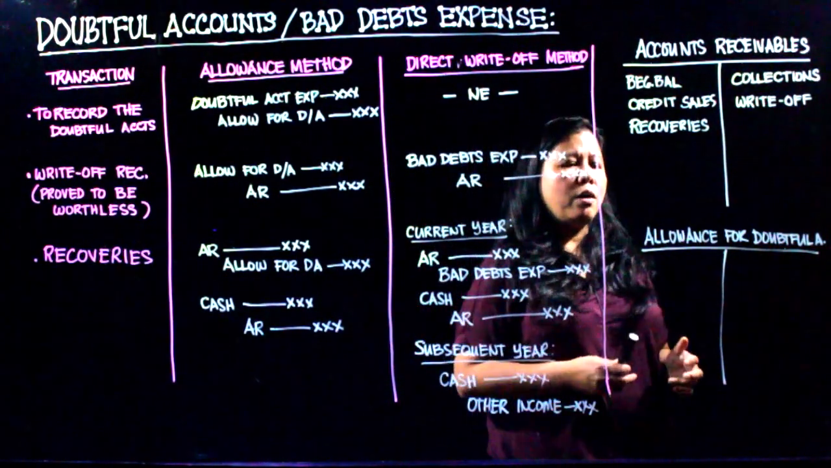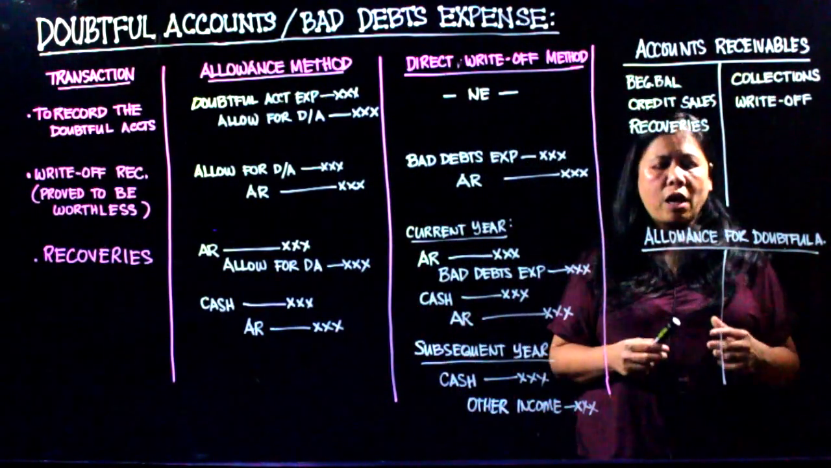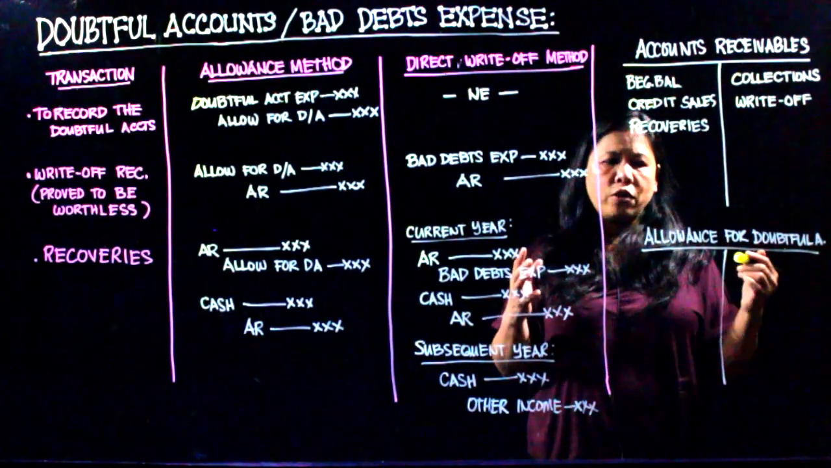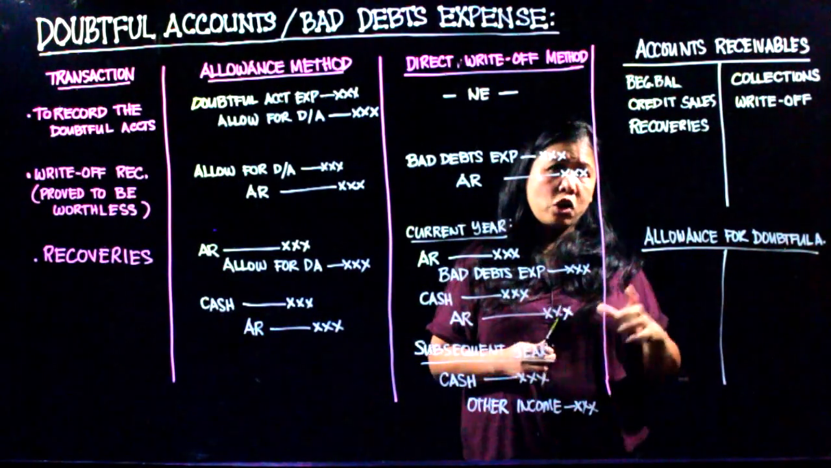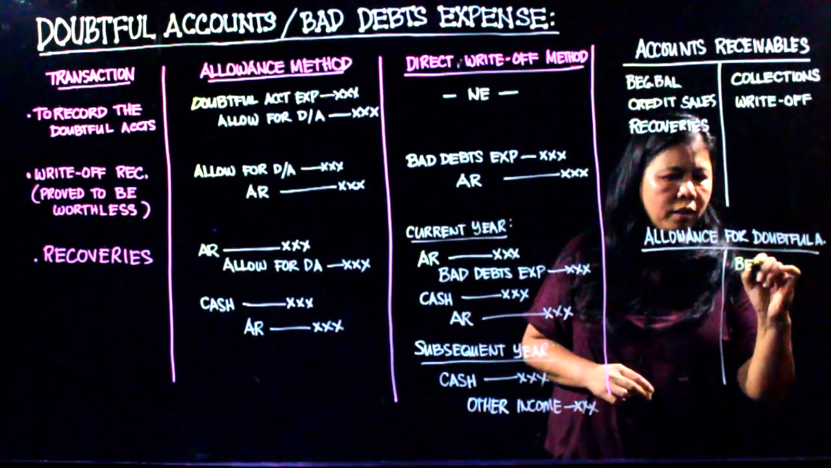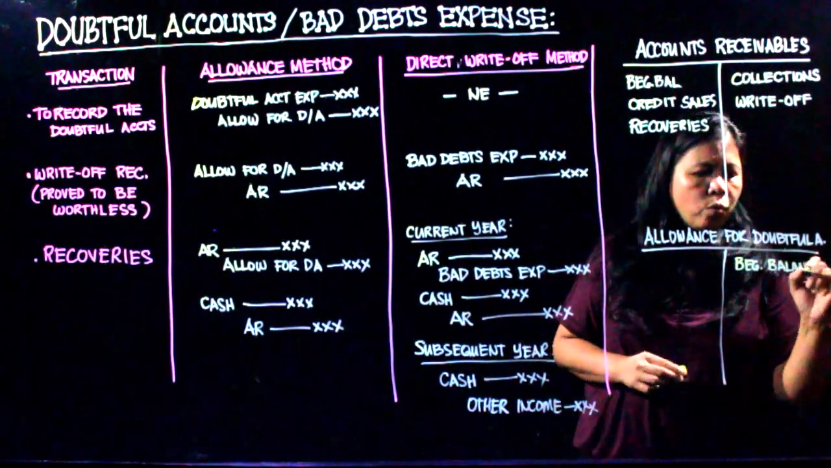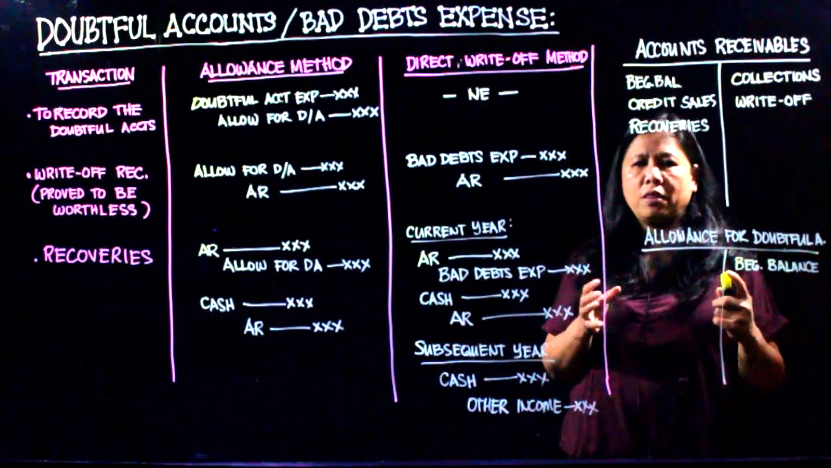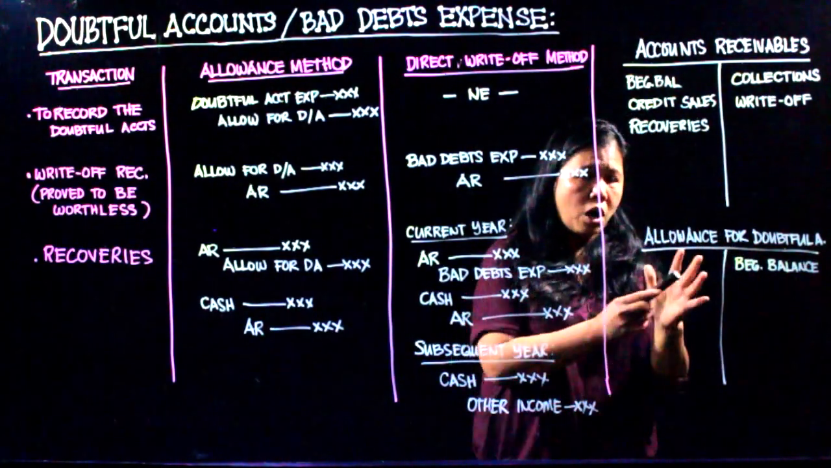Right? Now, let's go to the allowance for doubtful accounts T account. So the normal balance of our allowance for doubtful accounts is on the credit side. So this is where our beginning balance goes. So what are the transactions that increase the allowance for doubtful accounts on the credit side?